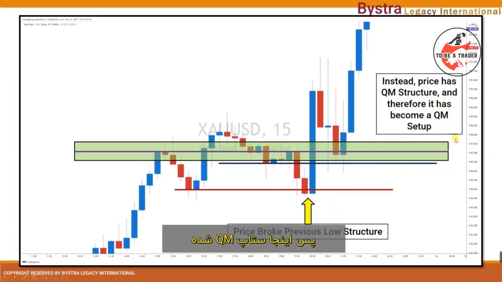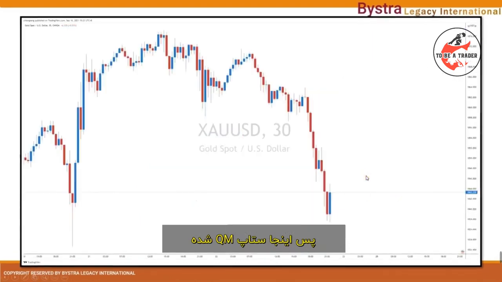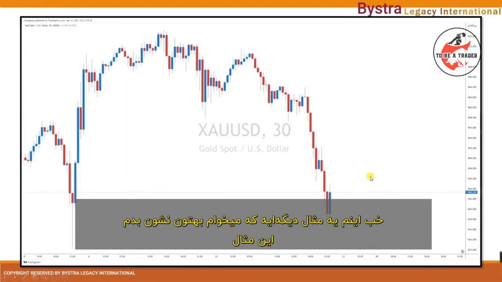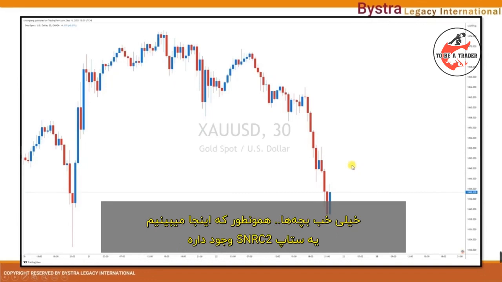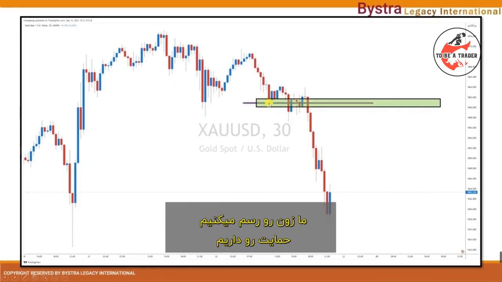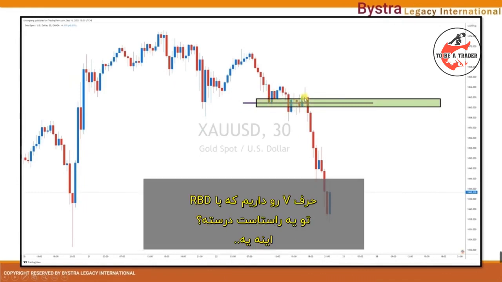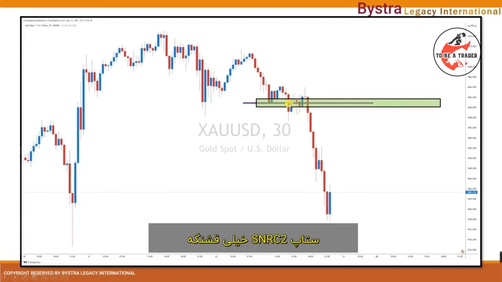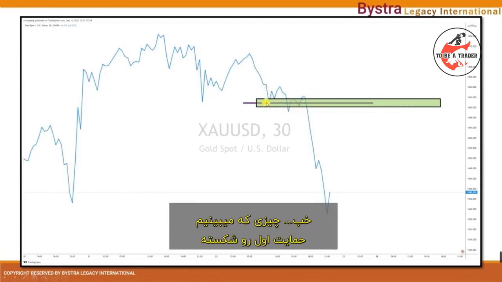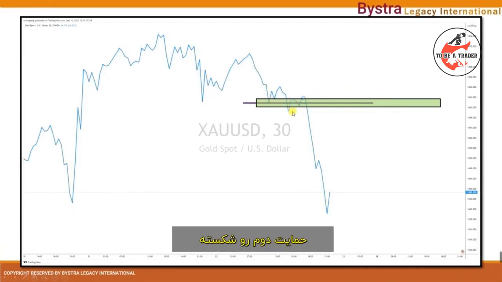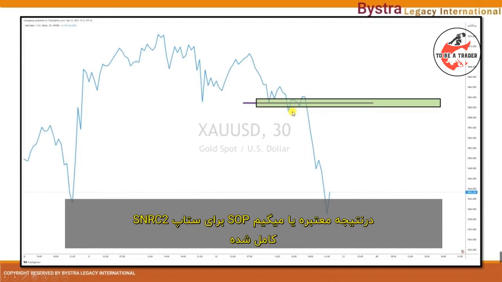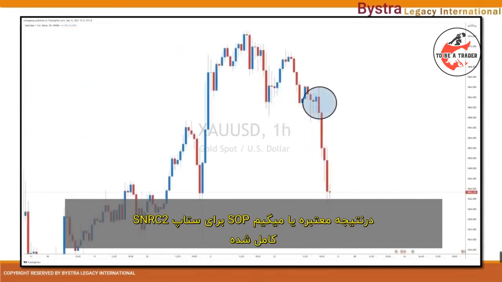So here it has become a QM setup. This is another example I'm going to show you, and in this example, this is quite crucial. As we can see here, there is an SNRC2 setup. We mark the zone. We have the support, we have the capital V aligned together with the rally base drop, isn't it? This is a very beautiful SNRC2 setup. It broke the first support, it broke the second support, so it is a valid, or we call it complete, SOP for the SNRC2 setup.